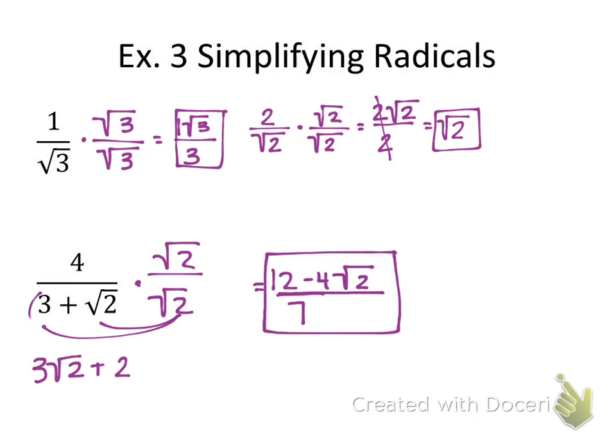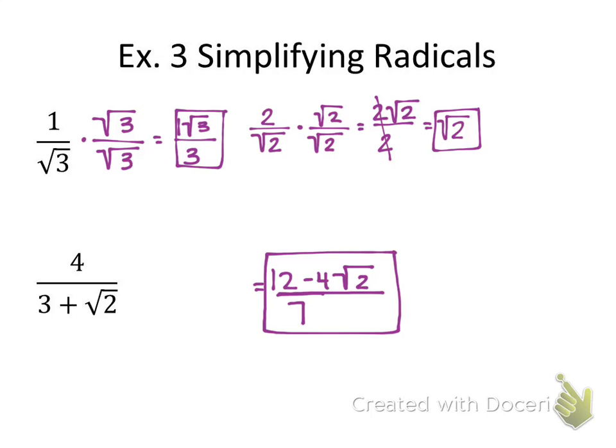That's why you have to multiply everything that's in the denominator except you just change the sign. Okay? So that's how you multiply, divide, add, and subtract radicals.